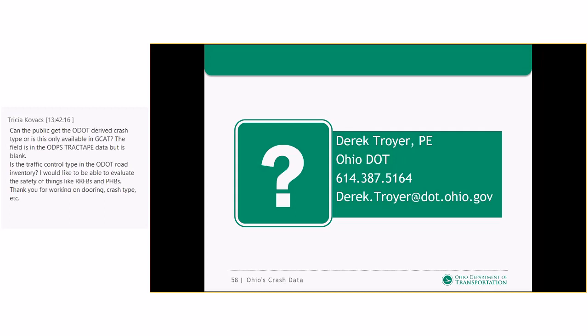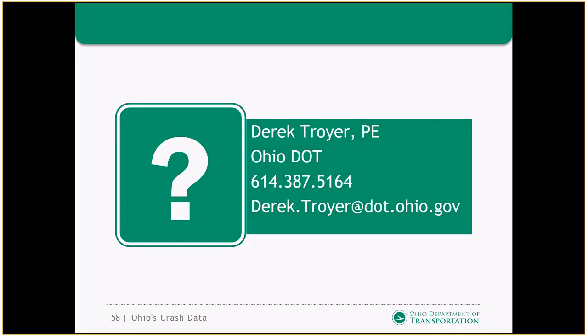There was a second part to that, and I'll read it, but you may have already answered it. Is the traffic control type in the ODOT road inventory? I would like to be able to evaluate the safety of things like RRFBs and PHBs. And then the same person put another message in, thank you for working on dooring, crash type, etc. So I believe the interim rule requires us to keep track of where all the RRFBs are located. Those will probably be lat longs, and I don't know. I'll work with road inventory a little bit closer, but they're the official repository for RRFBs.